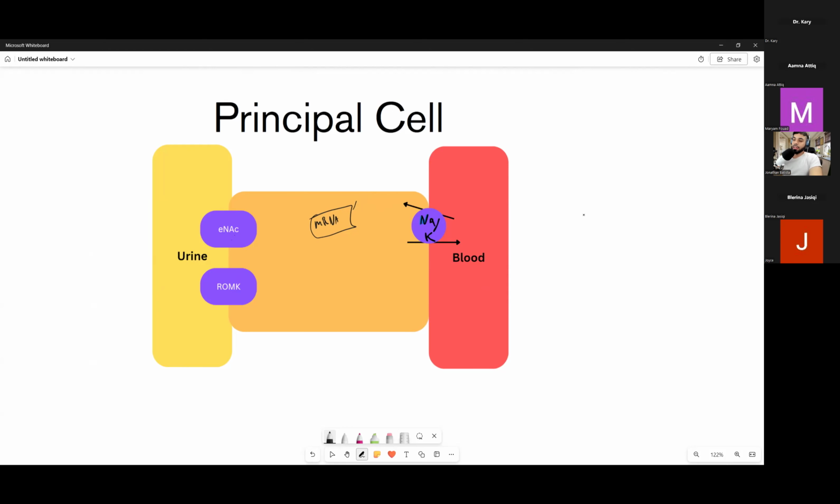ENaC, remember, is in charge of allowing you to reabsorb your sodium from the urine into the principal cell. And then from the principal cell, yeah, this is backwards here. This potassium should be coming inward and the sodium is going to the blood. So sodium goes back into the bloodstream.